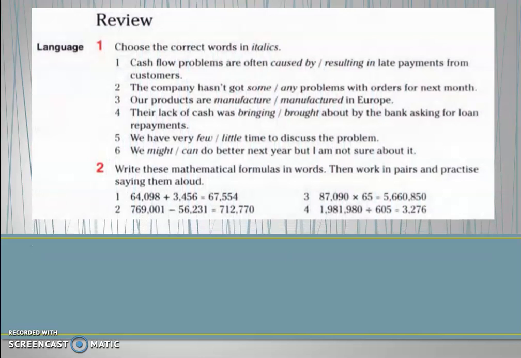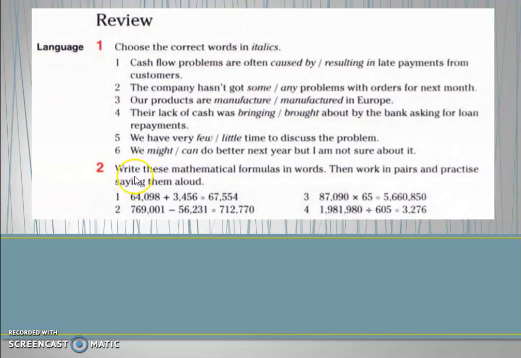So review unit 6. The first one is you have to choose the words in italics. Italics here are this one. You have to choose either caused by or resulting in, some or any, manufacture or manufactured, bringing or brought, and few, little, might, can. This is just a review.